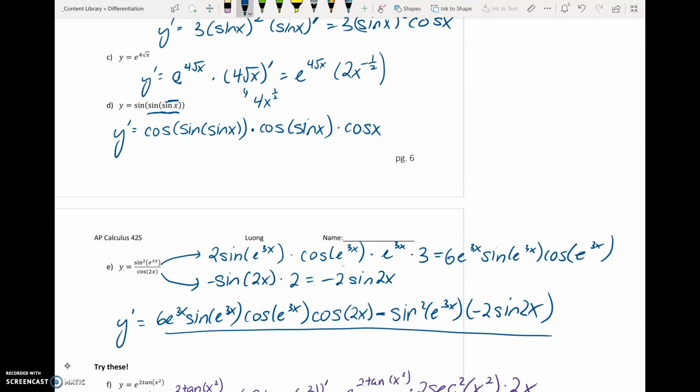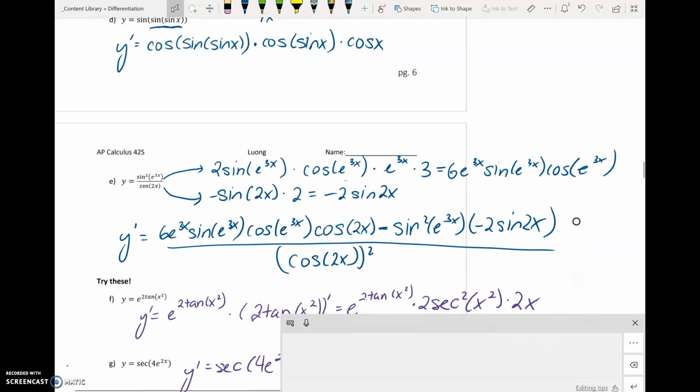All over our denominator squared. And then that's it. So go ahead and do the try it yourself questions. There's 3 of them just below, and then when you're ready, please press play to see the solution.